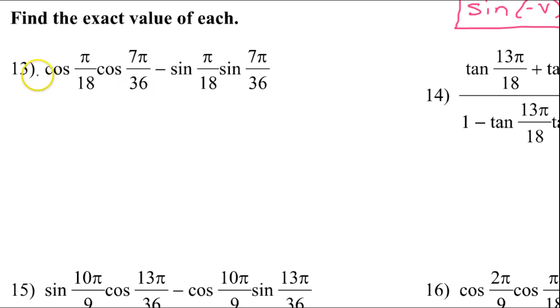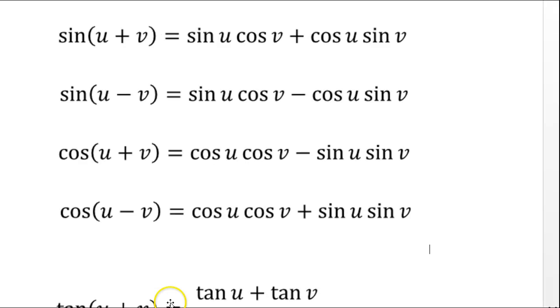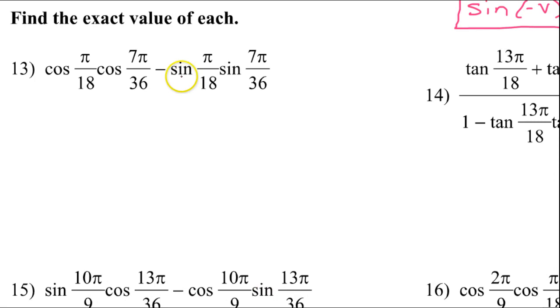But first I see cosine, cosine, sine, sine. So which formula is that? Well, it's going to be one of these two. See the cosine, cosine, sine, sine, and remember how the signs are opposite. So as I look and I see that this is subtraction, that tells me that it should be cosine of an angle plus another angle, because of the way they're opposite.